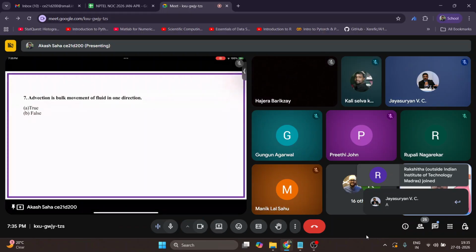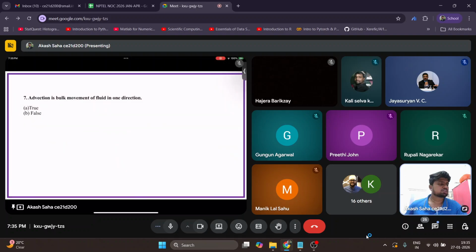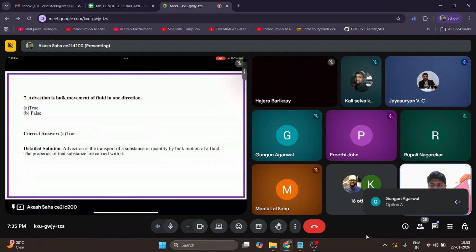Okay, so this is a very direct problem, advection. So yes, this is true. It's the bulk movement of fluid in one direction. So advection is the transport of a substance or a quantity by bulk motion of fluid. The properties of that substance are carried with it.